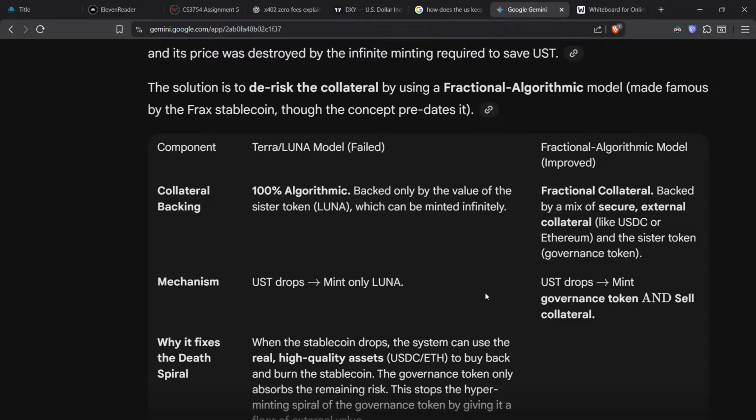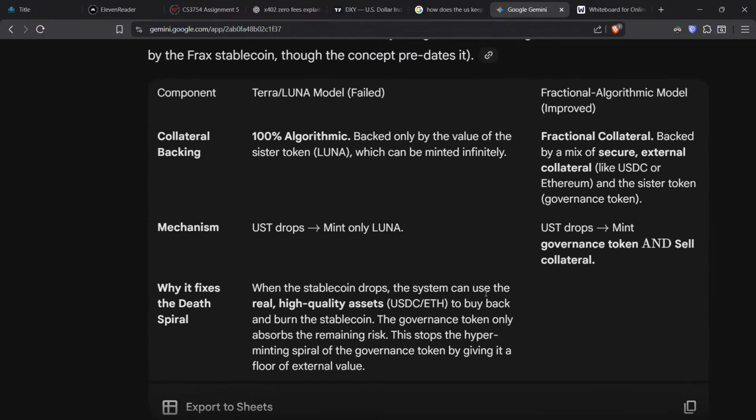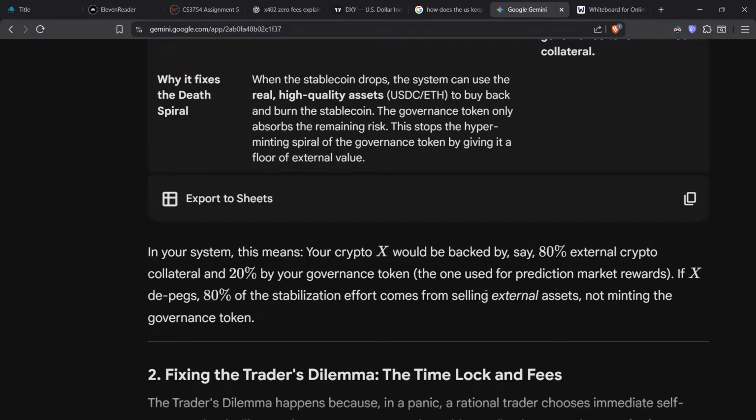UST drops. Mint only Luna. Okay. Interesting. UST drops. I'm not really interested in this idea.